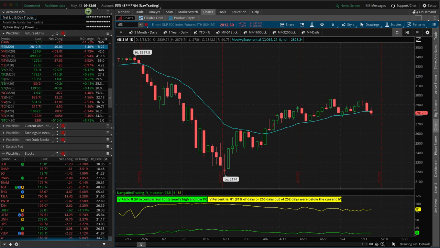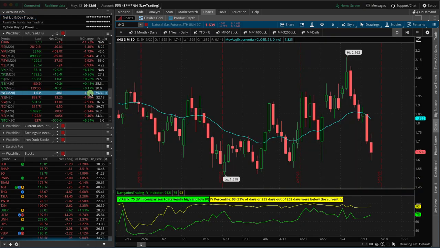Market just closed about 20 minutes ago. Oil down about 1%, gold up about 1%, bonds up a little bit, natty gas down about 4%, another big move lower in natty gas. And so what's driving the market?